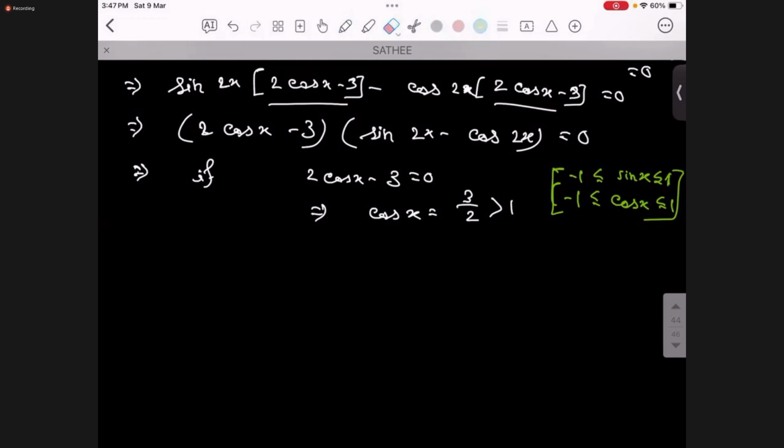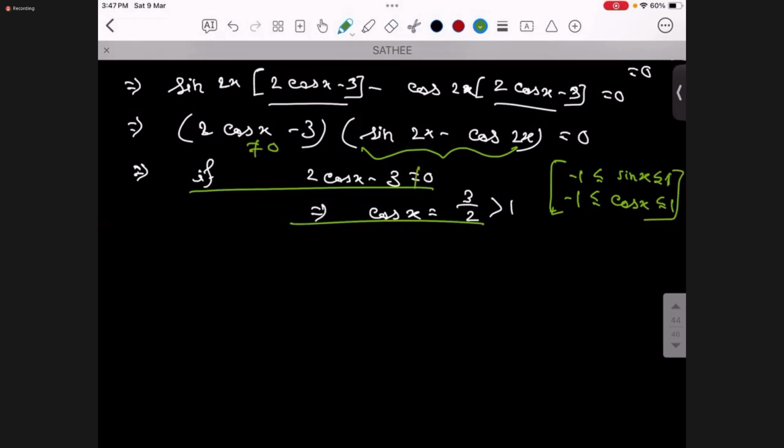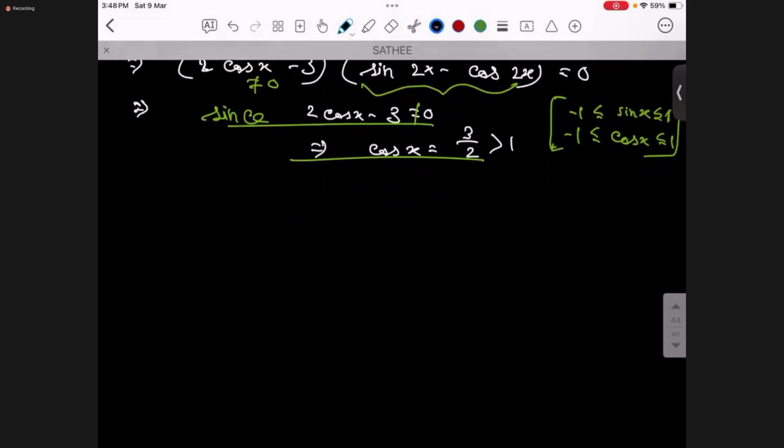Now, by this equality, if we want to get 0, and this term is non-zero, then the other term will be 0, and this term will give us this, which is not fine. We can't say this. So this term obviously will not be equal to 0. This can be 0. Since this term is not equal to 0, therefore we have sin 2x equals cos 2x.